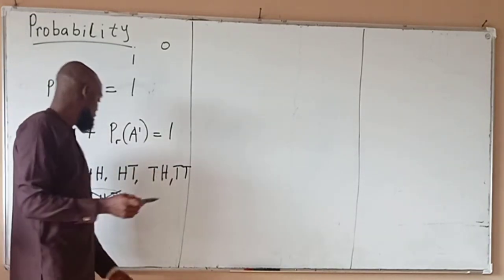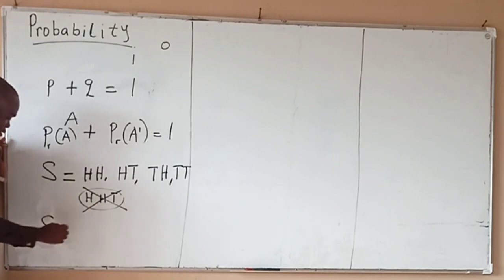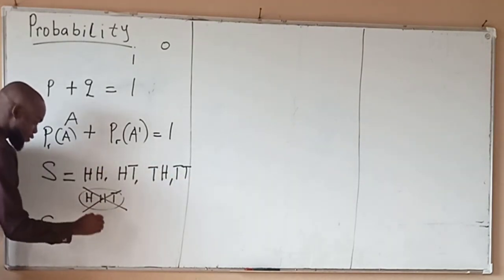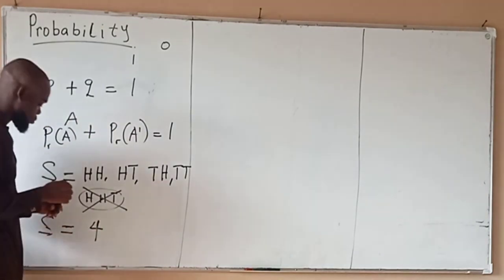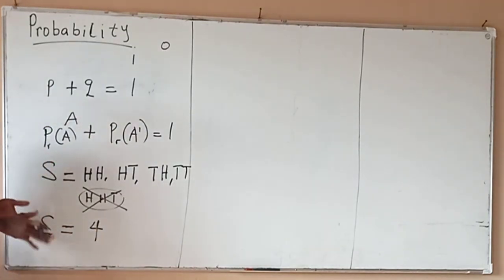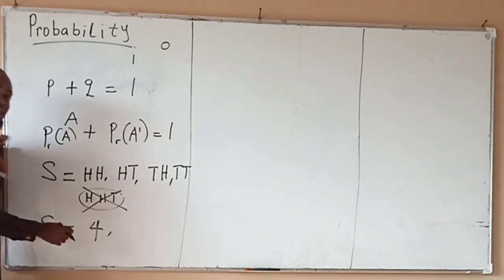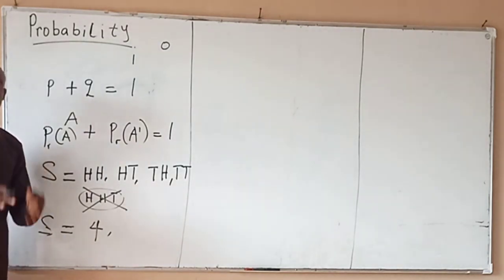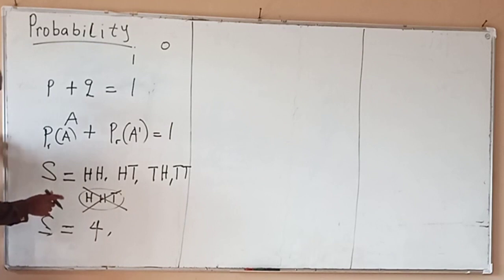If you toss a coin once, the sample space will be how many possible outcomes? 1, 2, 3, 4. You have 4 possible outcomes. Another way to find the sample space of an event is to get the number of sides of what you are using for that experiment.